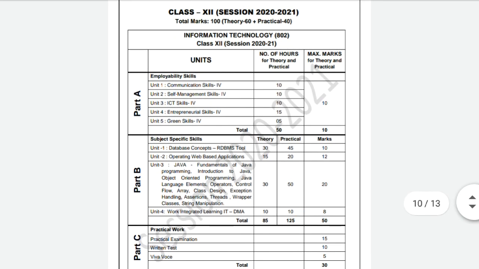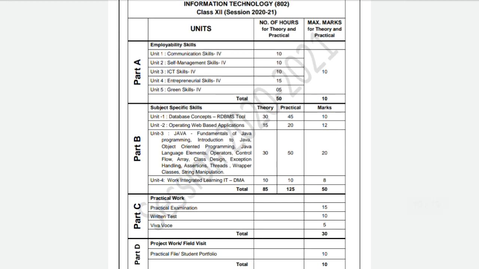The examination will consist of total marks 100, theory will be of 60 marks and practical will be of 40 marks. Now let us see what will be coming in the theoretical part. First is part A. It will consist of 5 units: communication skills, self-management skills, ICT skills, entrepreneurial skills and green skills. This part A consists of total marks 10.